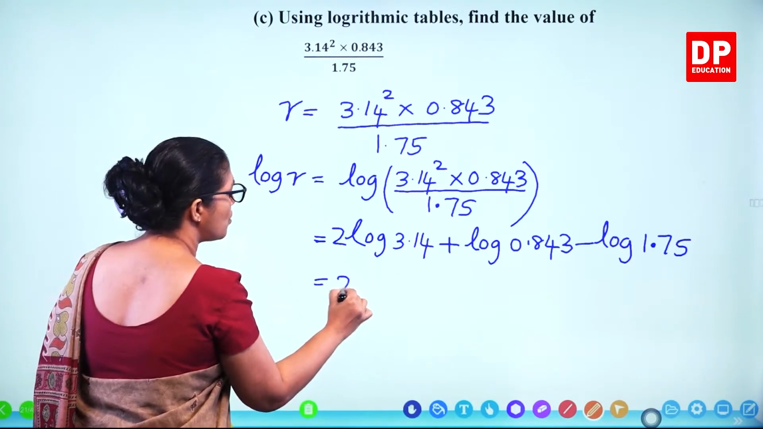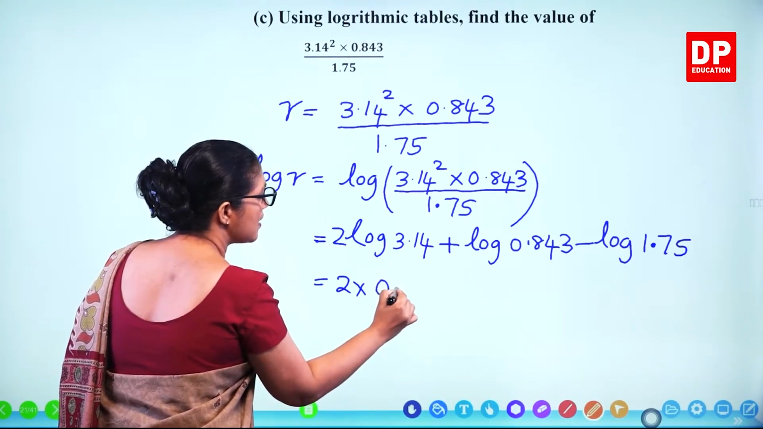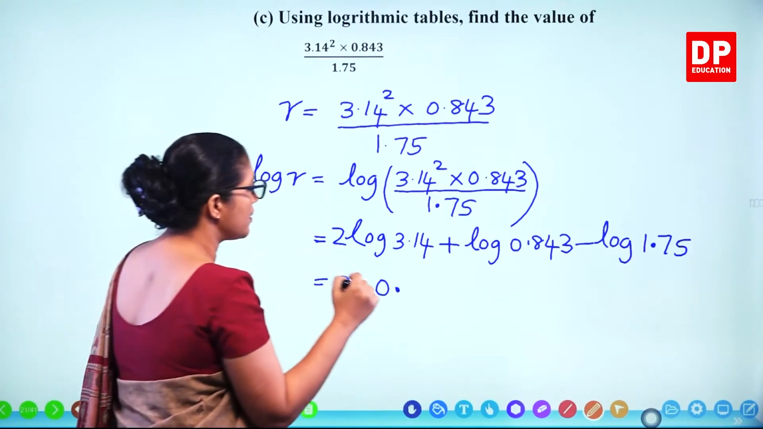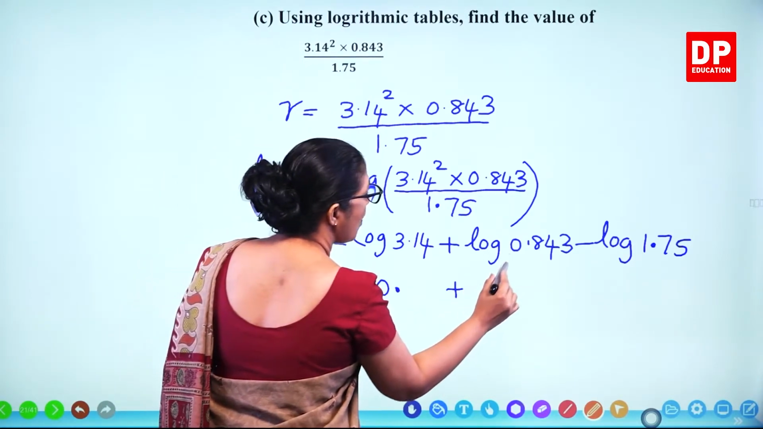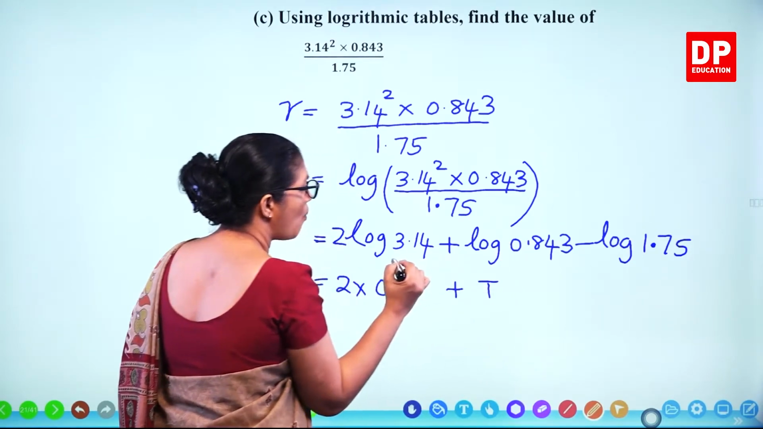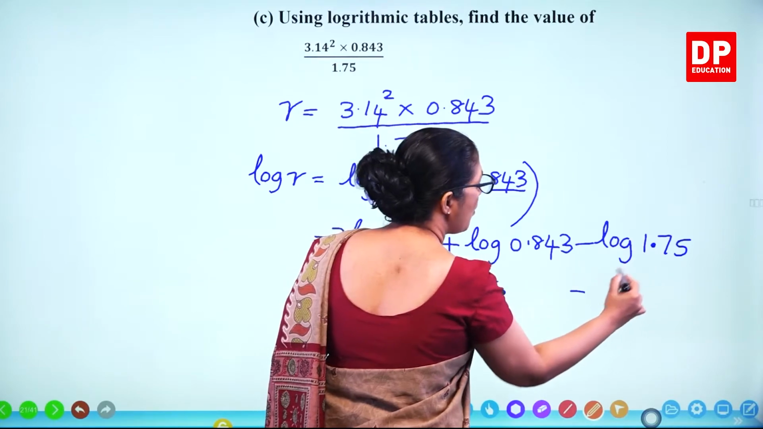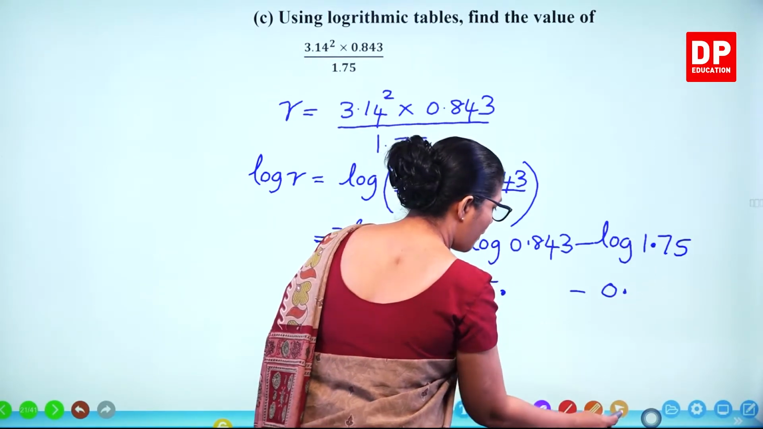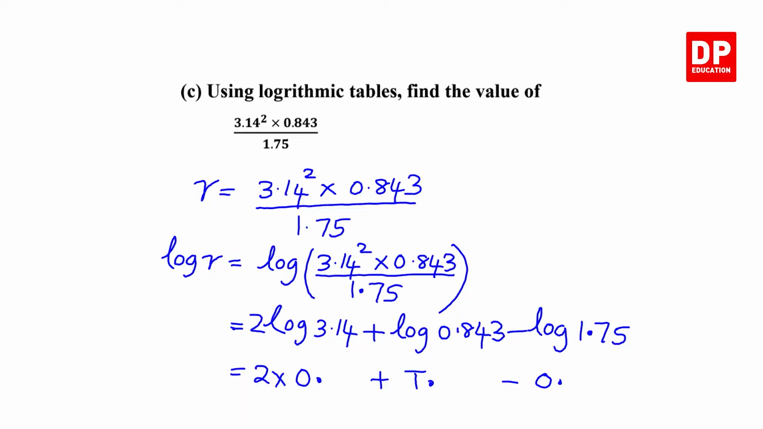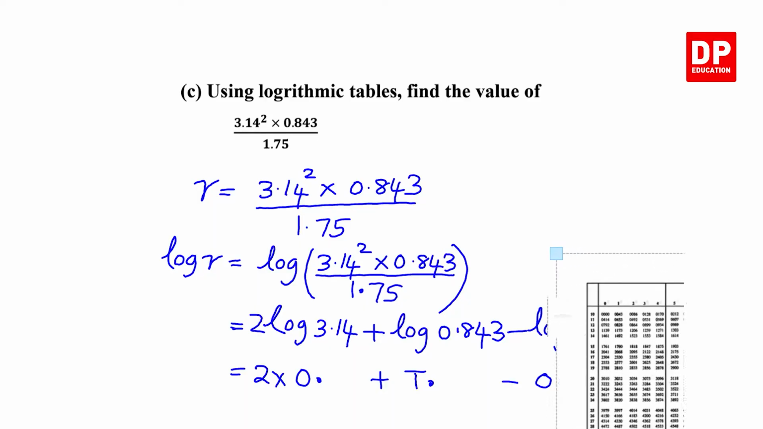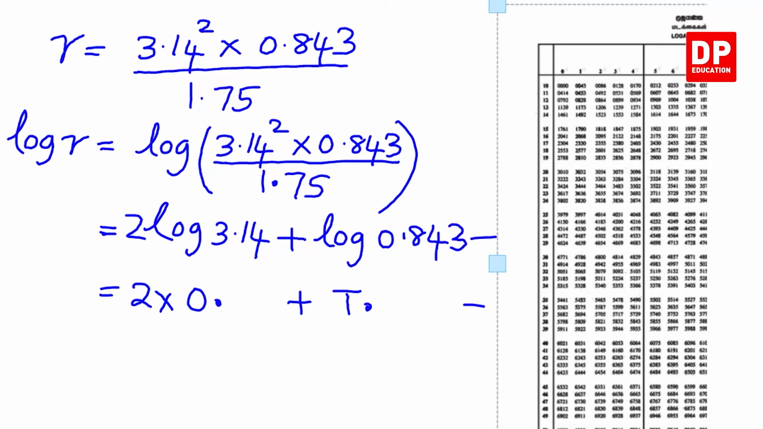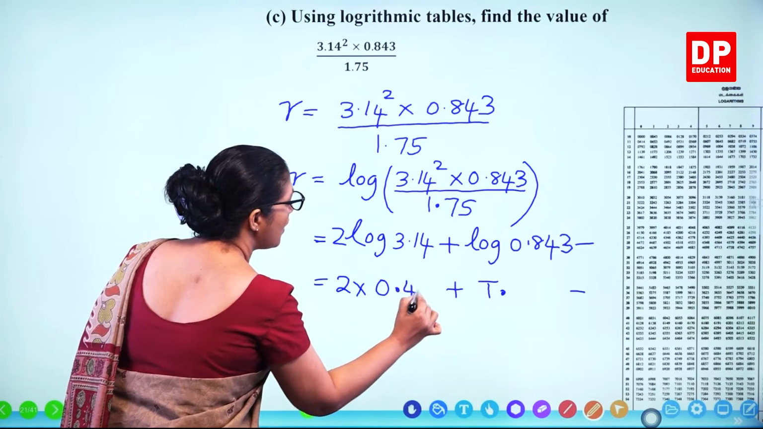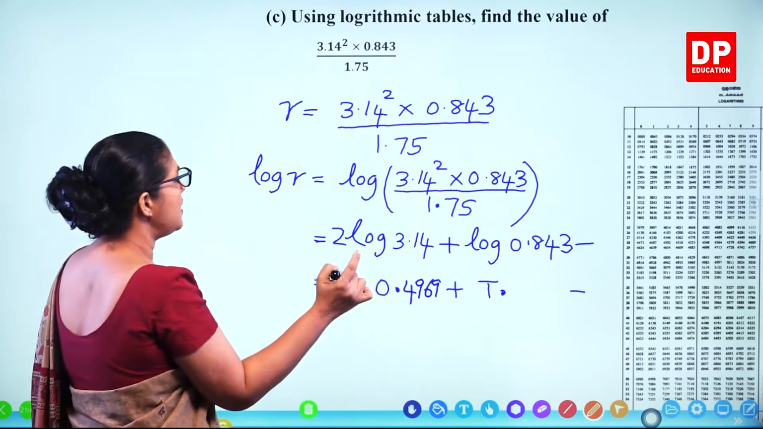So, what you get? 2 times 3 point something, so 0 point something you are getting as a logarithm. What about the other one? Log 0.8, so that means bar 1 point something. And here 1 point something means 0 point something. Now, we have to refer to the log tables. So, what's the value we need? 31.4 first. 31.4 gives 4969.